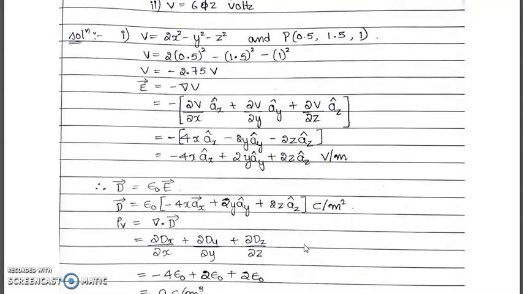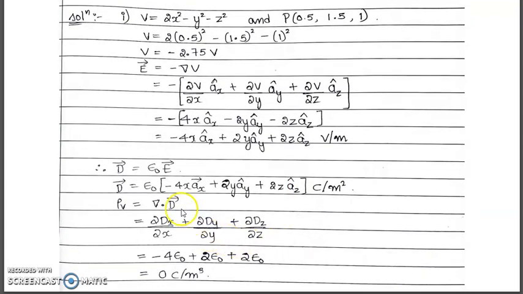Now using Maxwell's first equation, rho V = ∇ · D, which can be written as ∂Dx/∂x plus ∂Dy/∂y plus ∂Dz/∂z. We know that Dx is −4x, Dy is 2y and Dz is 2z, into epsilon naught. Partially differentiating those terms with respect to x, y and z, you will get −4 epsilon naught plus 2 epsilon naught plus 2 epsilon naught.